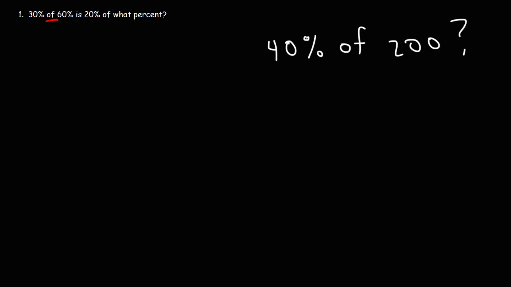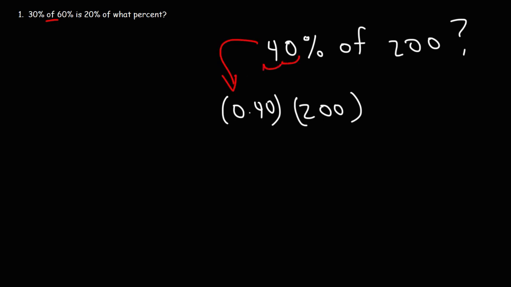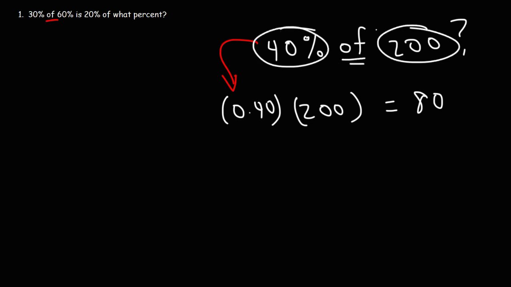To get 40% of 200, all you need to do is multiply 200 by 0.40. 0.40 is the decimal equivalent of 40%. To change a percentage to a decimal, divide by 100, or you can move the decimal point 2 units to the left. So 0.4 times 200 is equal to 80. So 40% of 200 is 80. Whenever you see the word of, it tells you that you need to multiply.